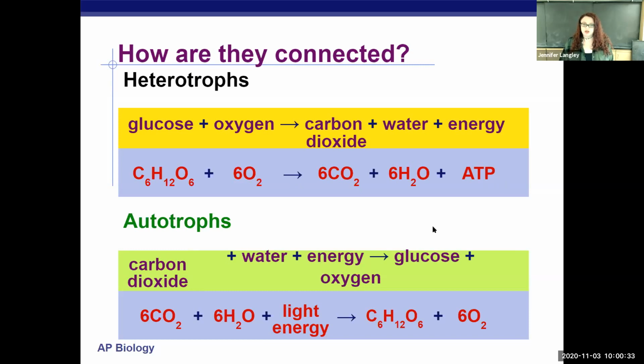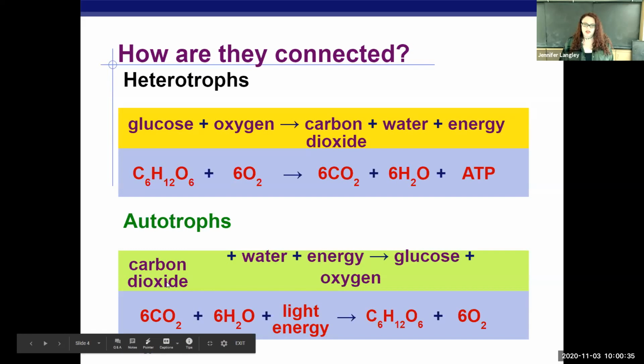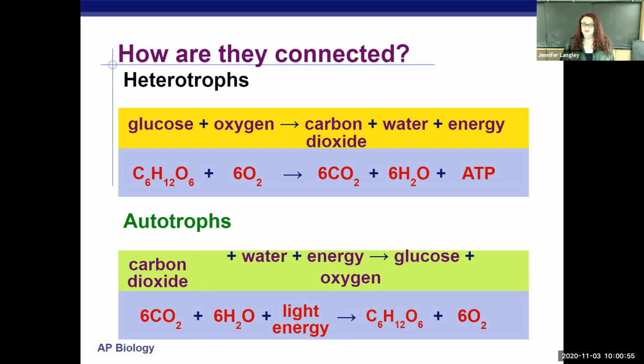Now, if we look at autotrophs, they need carbon dioxide, water, and energy. That's what was on the opposite side for us. And they give off sugar and oxygen. These two cycles work together. Okay, we need one to have the other.